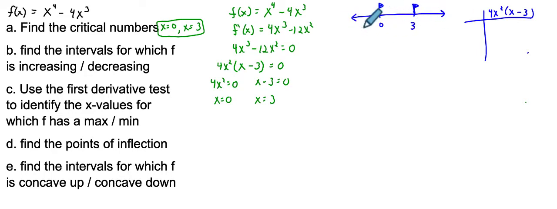Notice I've divided the number line into three sections. My first interval is numbers less than 0. So let's try negative 1. Plug in negative 1 here. Negative 1 squared is 1.